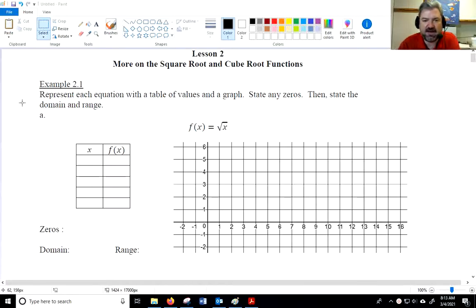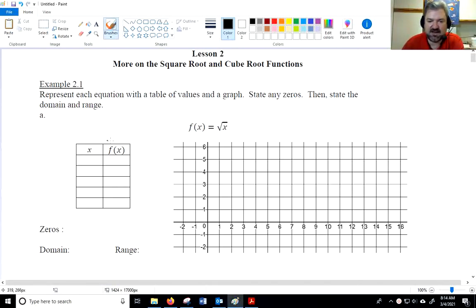Hello, welcome back. This is lesson 2 in Unit 9 of Algebra 2. We're going to be looking at graphing the square root and cube root functions, and we're going to be focusing on their parent functions and their transformations. So we're going to start by just graphing the parent functions again.